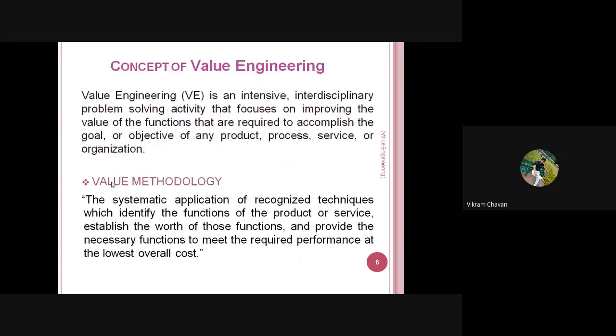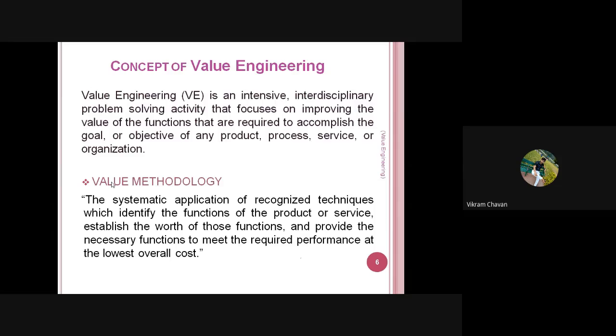Okay, so what is meant by value engineering? Value engineering is an interdisciplinary problem, and it tries to improve the value of a function, and tries to put up all types of functions according to the requirement of a customer in the product with a suitable price. That is the concept of value engineering.